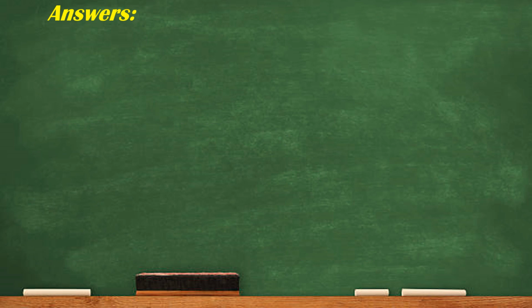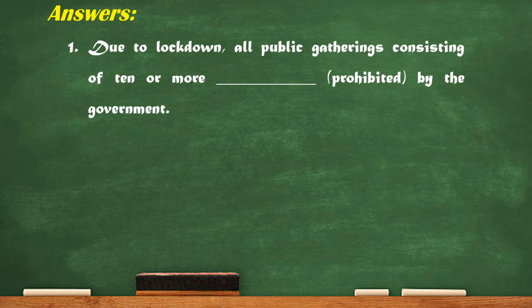Let us now check your activity B, fill in the blanks with the passive form of the verb. Due to lockdown, all public gatherings consisting of 10 or more blank prohibited by the government. Very good. The answer is were prohibited. Due to lockdown, all public gatherings consisting of 10 or more were prohibited by the government. We use the be verb were since public gatherings are in the plural form and past participle is prohibited since it is in the passive tense.